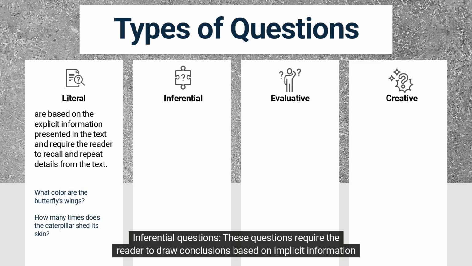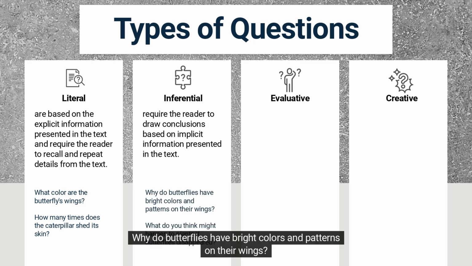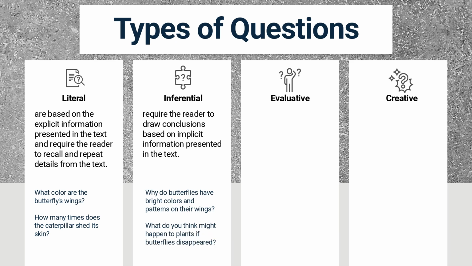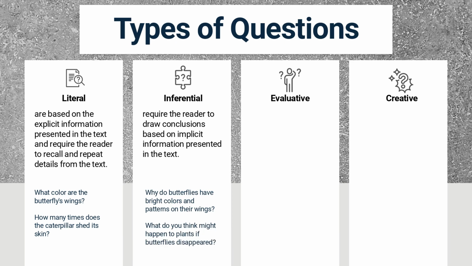Inferential questions. These questions require the reader to draw conclusions based on implicit information presented in the text. Some examples of inferential questions are: why do butterflies have bright colors and patterns on their wings? What do you think might happen to plants if butterflies disappeared?